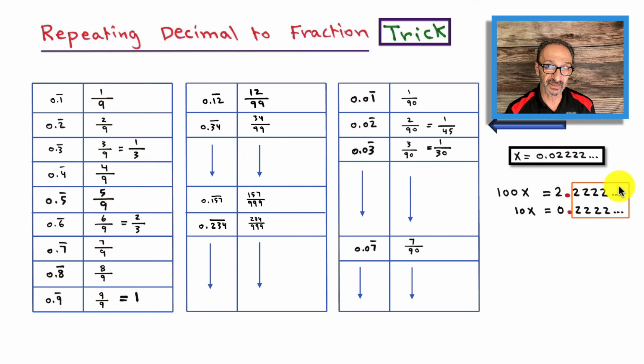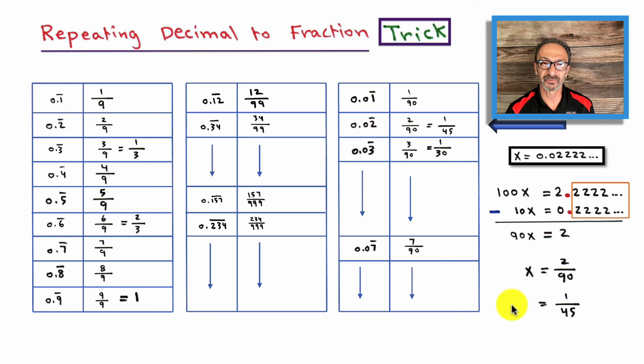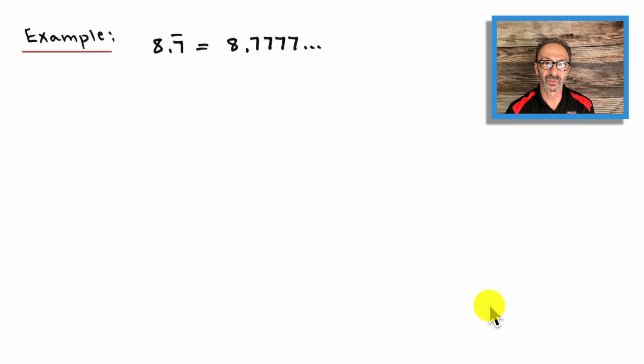This is the main idea that I mentioned earlier. As long as you build it, everything is going to work out. Subtract both sides. Left hand side is 100x minus 10x, which is 90x. And right hand side is just 2. The right part of the decimal cancels. 2 minus 0 is 2. Divide both sides by 90. 2/90, which reduces to 1/45. Okay? Now, 2 more examples and we'll be done.